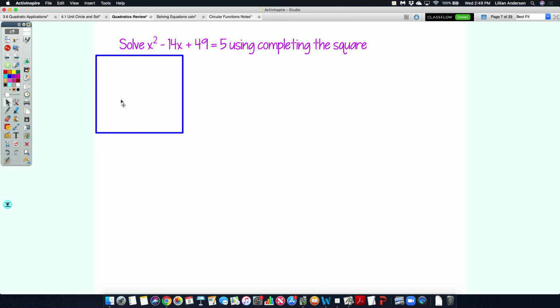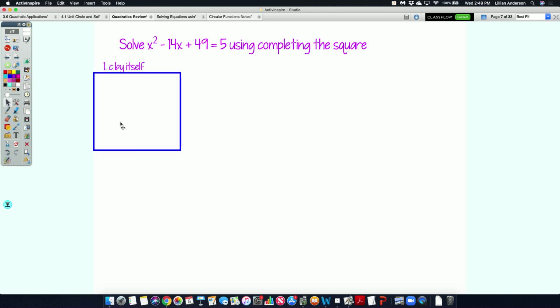You need to divide b by 2 and then square it. But there's one more thing before we can do that. Make sure the non-variables are together. So like the 49 and the 5, they need to be together and on the side by themselves. So you need to make sure C is by itself and that A is 1. So you would subtract over the 49. Then you have x squared minus 14x equals negative 44.